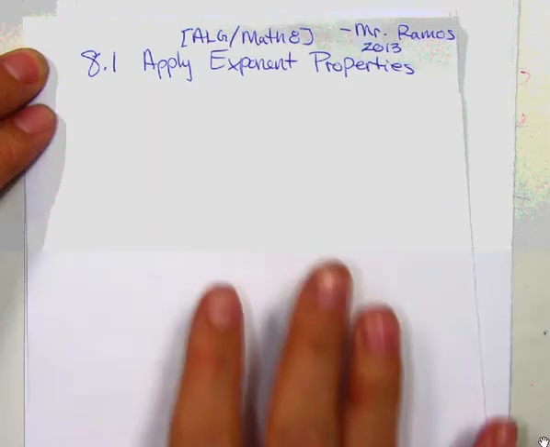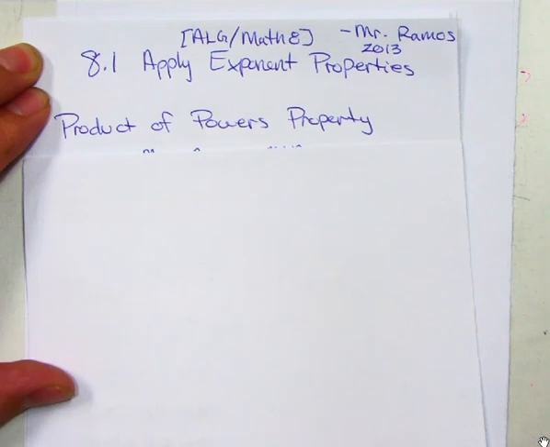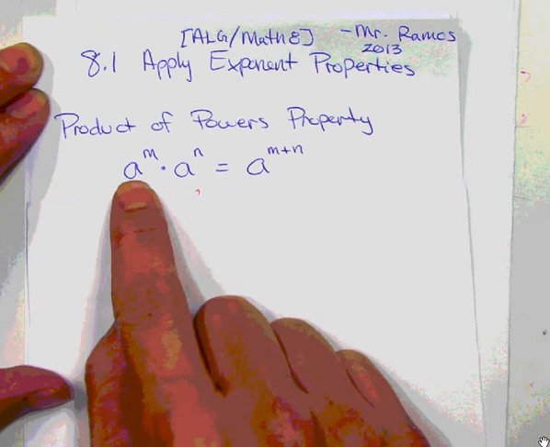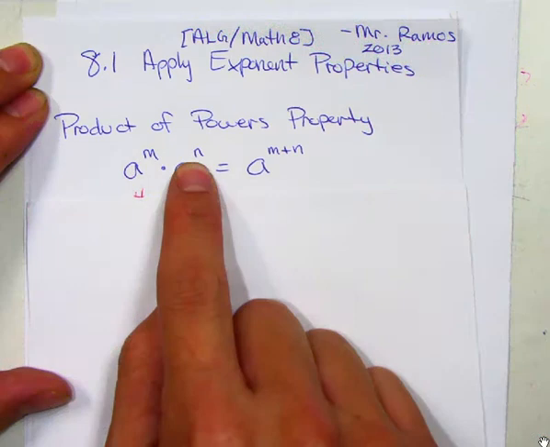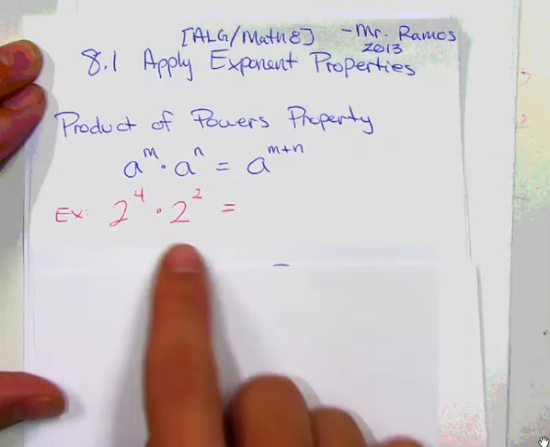Okay, let's talk about the first property. It's called the product of powers property. Product means multiplying powers. So we're multiplying stuff that has powers. They have the same base. a to the m times a to the n is the same thing as a to the m plus n. Okay, so right now you might say, what is he talking about? Well, let's take a look.